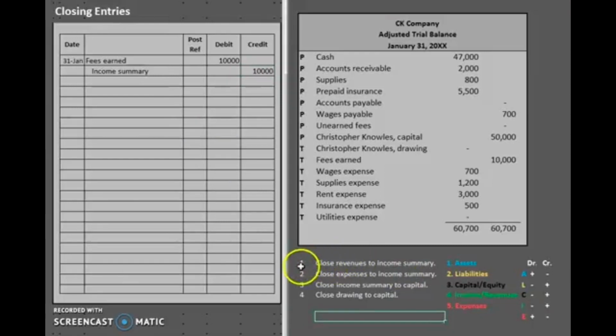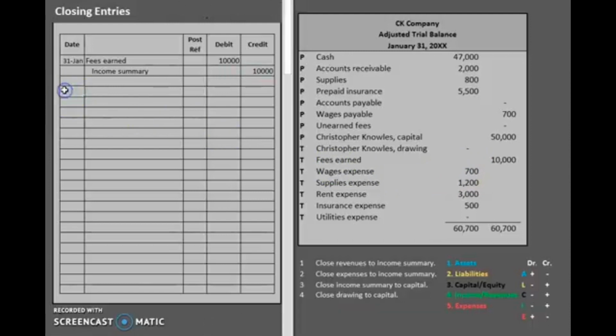Now that we've completed that first one, closing revenues to income summary, let's move on to our second closing entry, closing expenses to income summary. Now let's take a look at our expenses. We have 1, 2, 3, 4 expenses here, and this one with a balance of 0, so you don't have to worry about that one. So here, our expenses have a debit balance. Well, how do we close that out to 0? We do the opposite. We have to credit them.